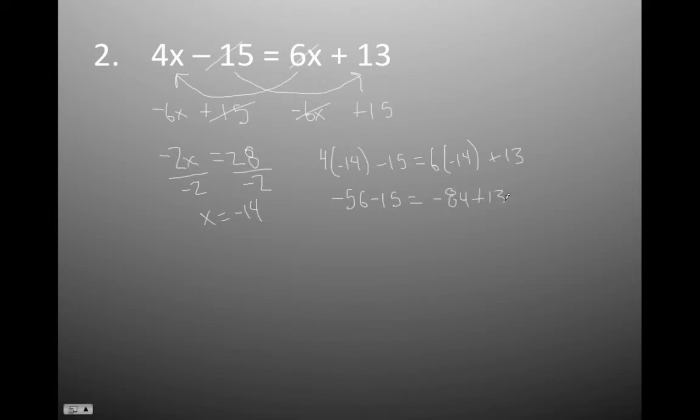plus 13. Negative 56 minus 15 is negative 71. Negative 84 plus 13 is negative 71. Negative 71 equals negative 71. x equals negative 14 is my solution.